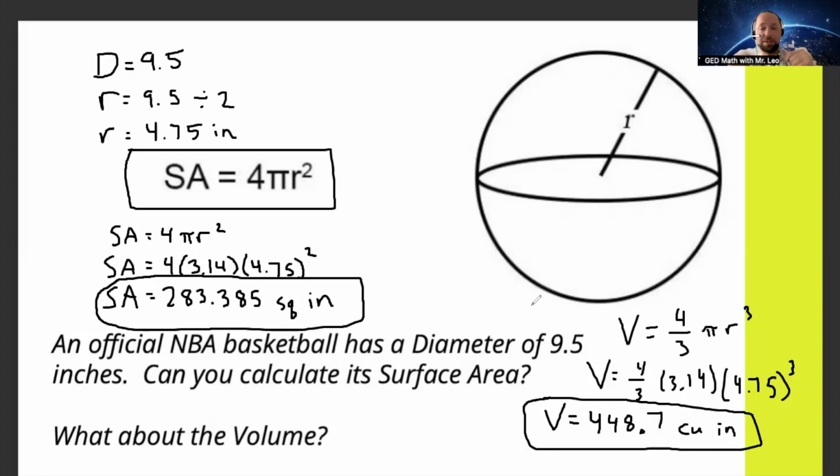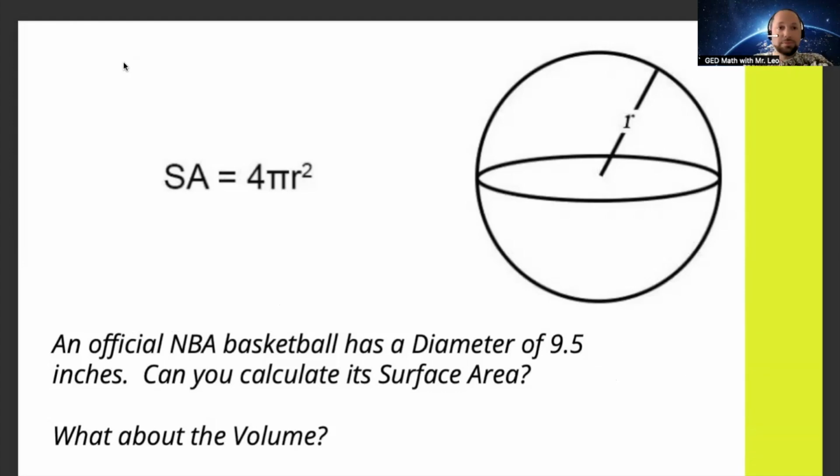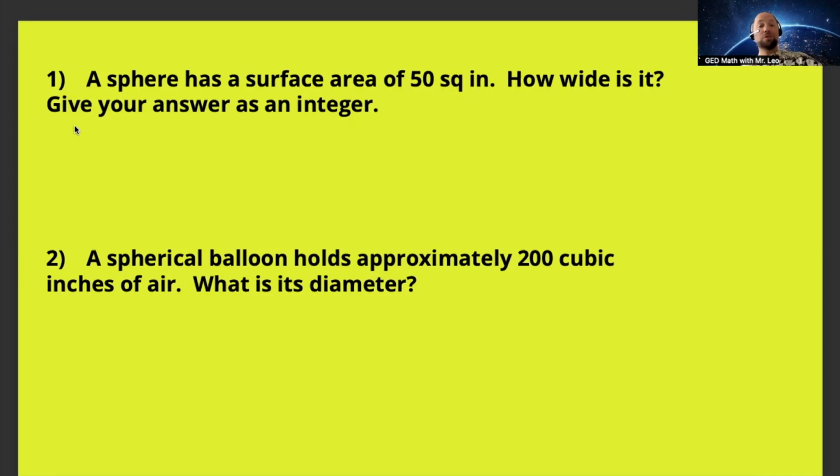Okay, great. That's the surface area formula. How do you feel? You like it? Let's move on. All right, here's some word problems. Let's do these together. A sphere has a surface area of 50 square inches.